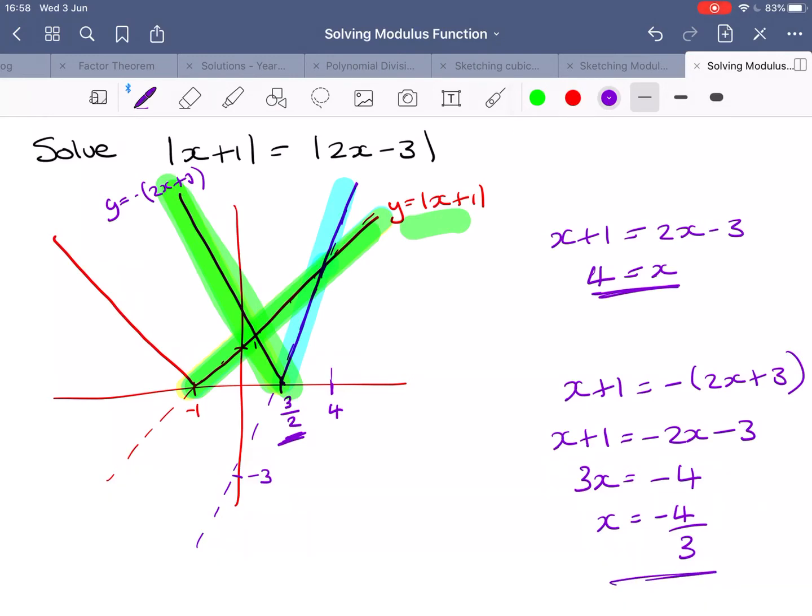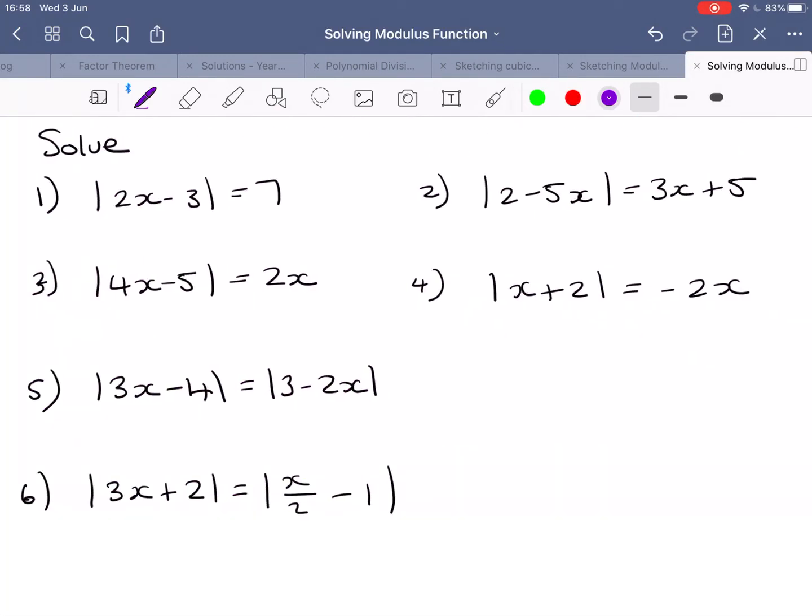right, so here's a few for you to have a go at. Press pause and I'll give you the answers when you're finished.